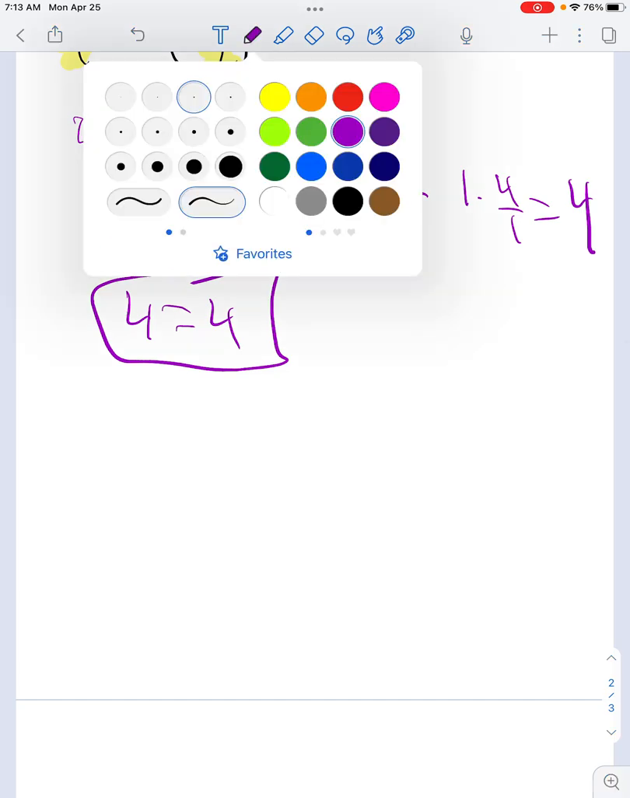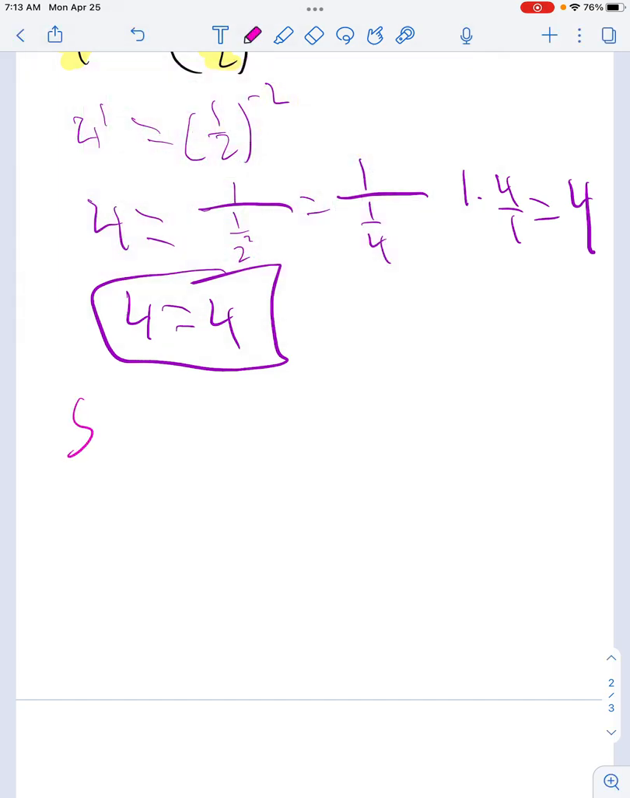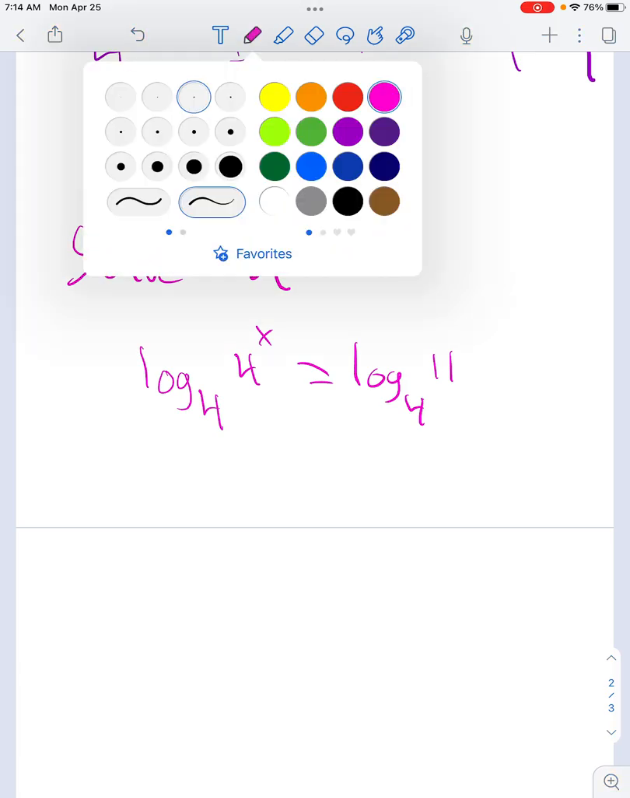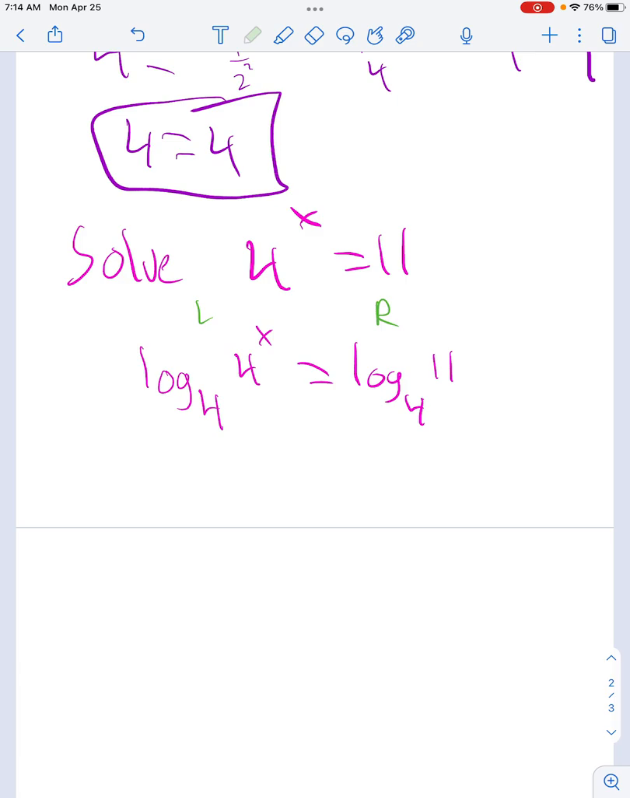Another way that you can work to solve equations is by taking a logarithm of each side. So let's say that we are trying to solve 4 to the x equals 11. Now, we probably don't know off the top of our head what this x value is. This is not one of those problems that we've learned and memorized. So what we're going to do is take our original equation and take the log base 4 on each side. So I'm going to have log base 4 of 4 to the x equals log base 4 of 11. Again, anything I do on the left side, I can also do on the right side.